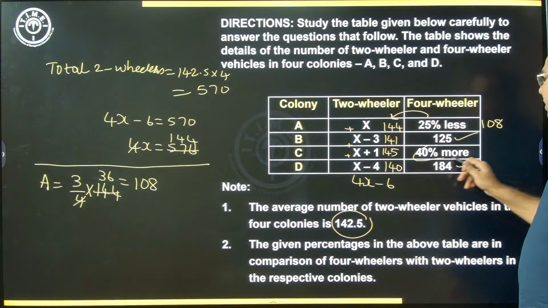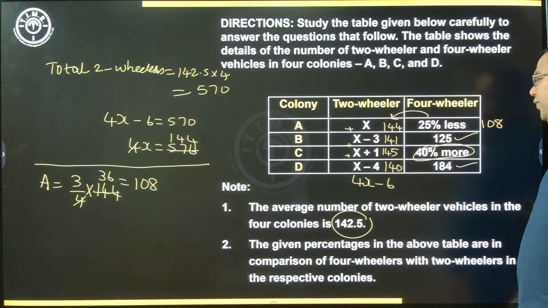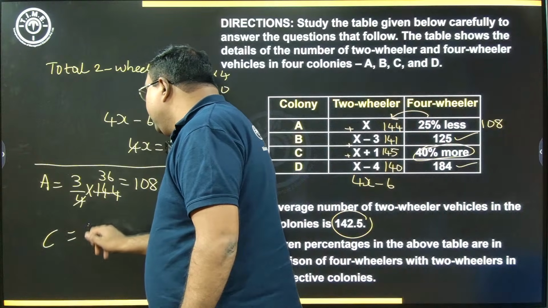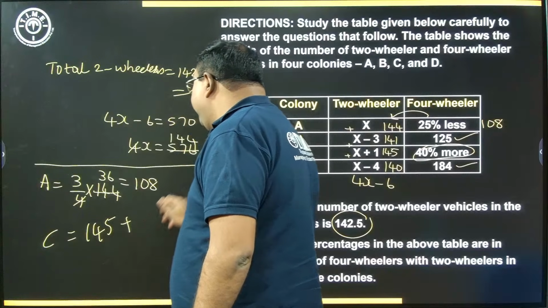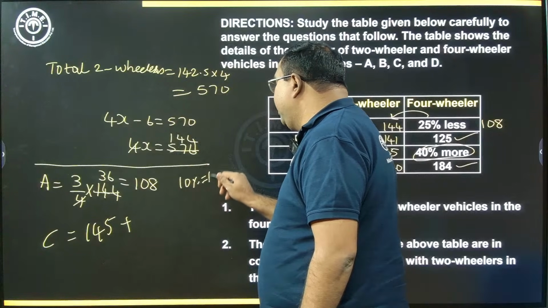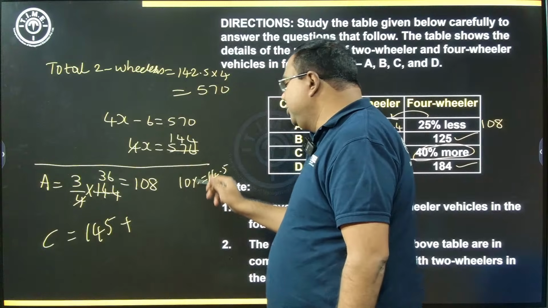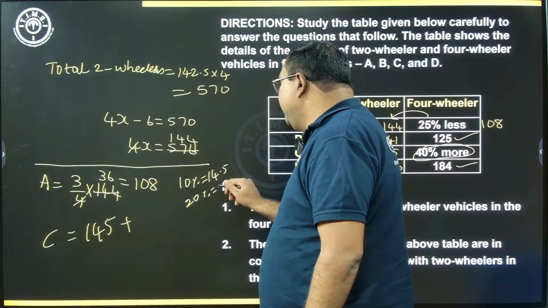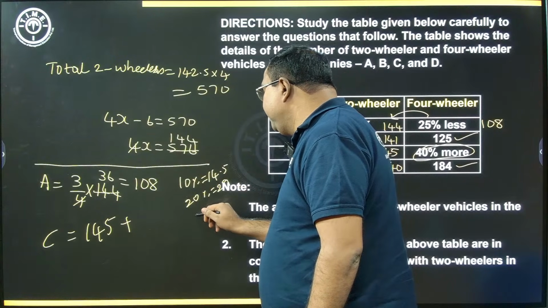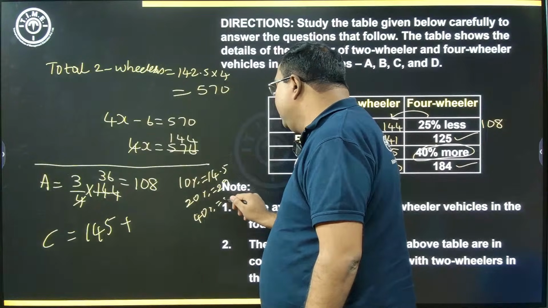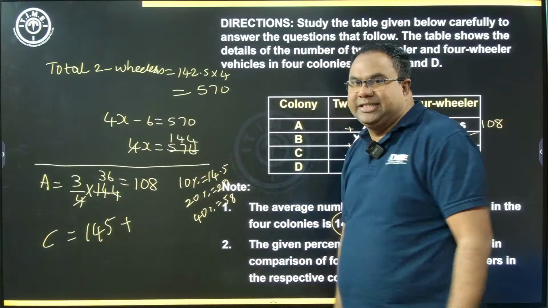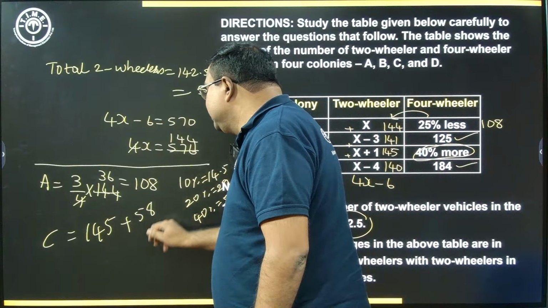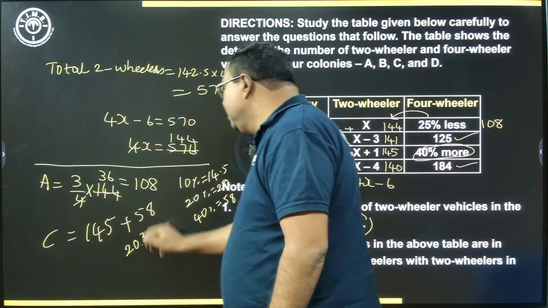Then this is 40% more than 2-wheelers. So 40% more means obviously 145. In 145, 10% is 14.5. 40%: double this, 20%, it will be 29. Again double this, 40%, it will be 58. Or into 4 you do 14 4s 56, 0.5 into 4 is 2, so 58. So this has to be 203.